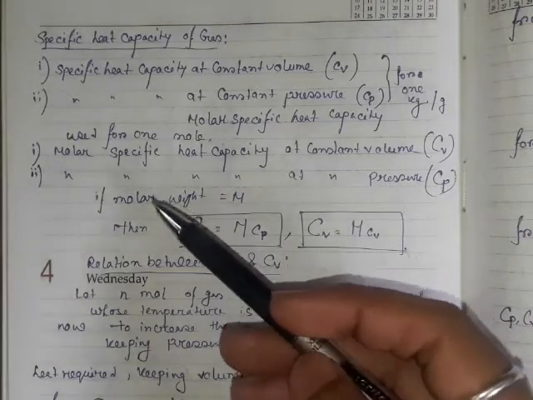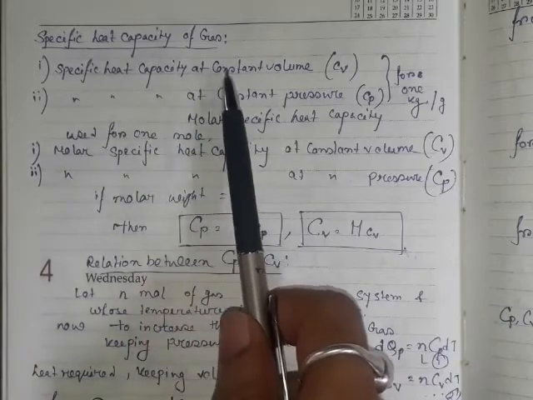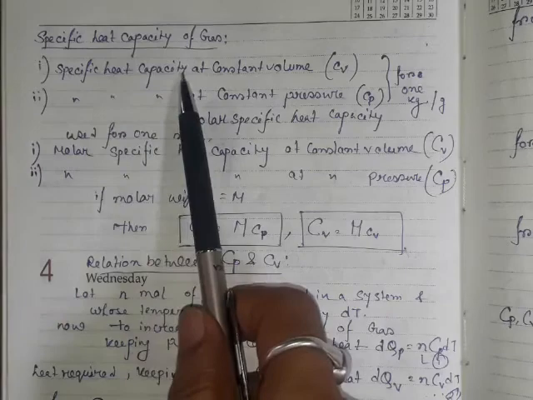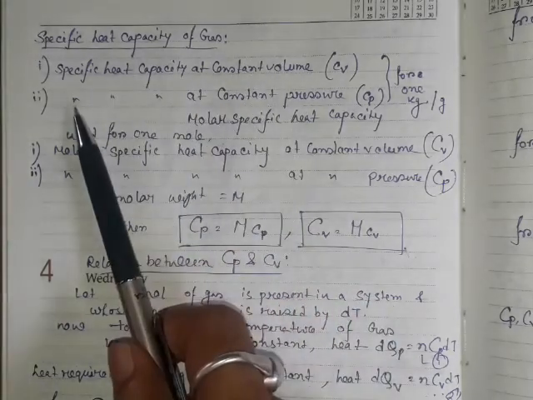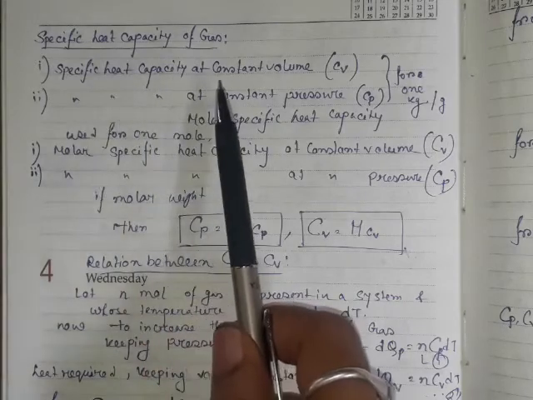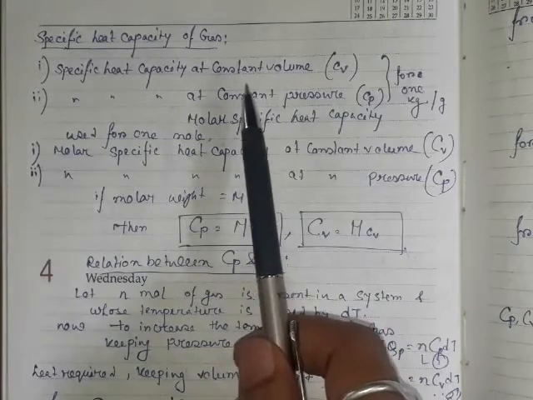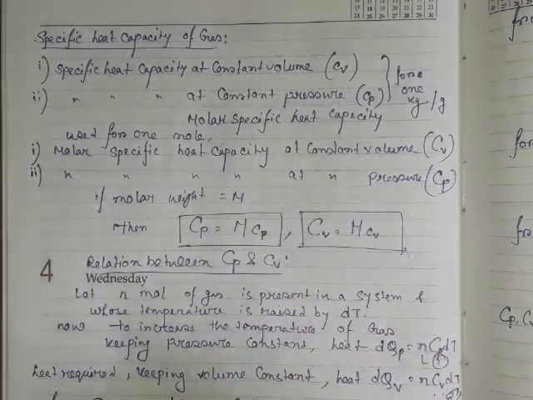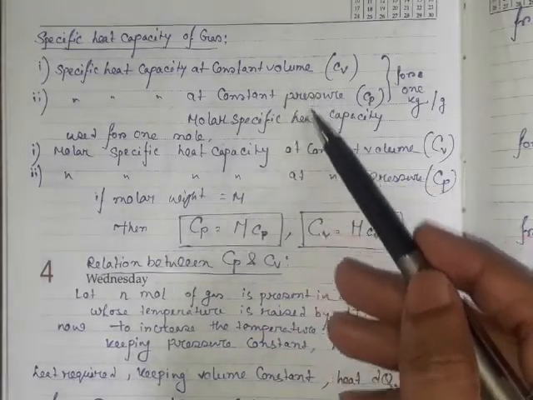Okay, so first thing is specific heat capacity at constant volume. That means we are heating up the gas keeping its volume constant. And the second one is specific heat capacity at constant pressure, where we are heating up the gas keeping the pressure of the gas constant.